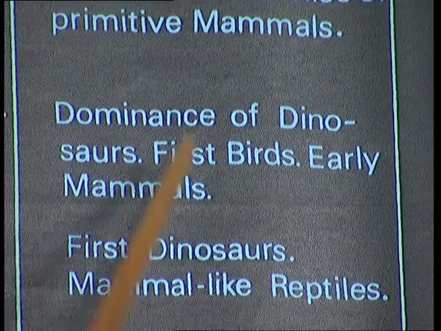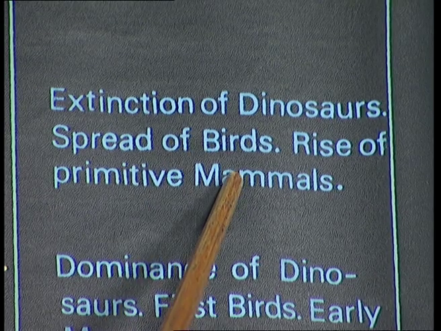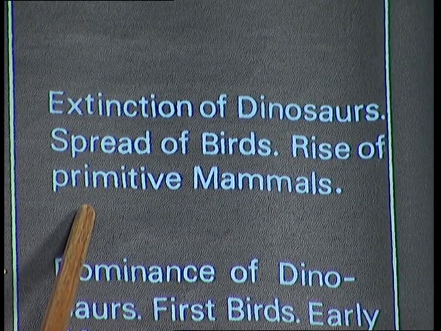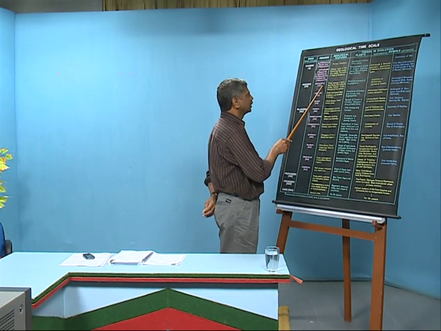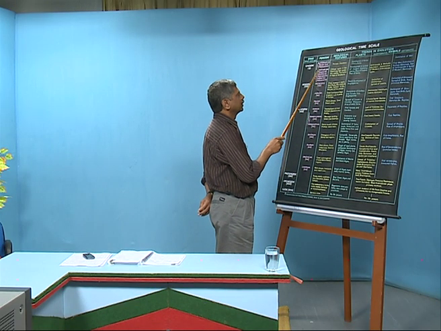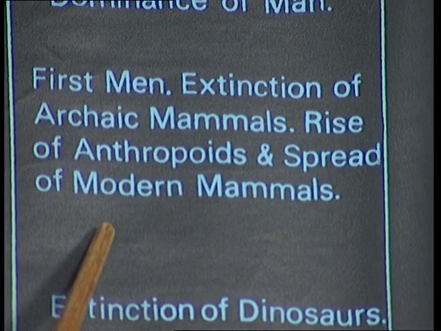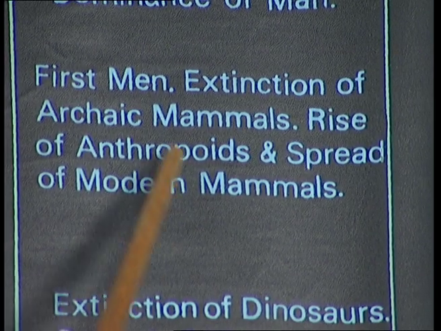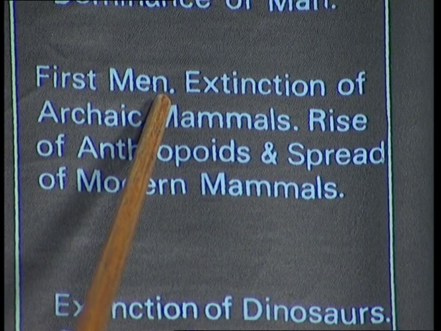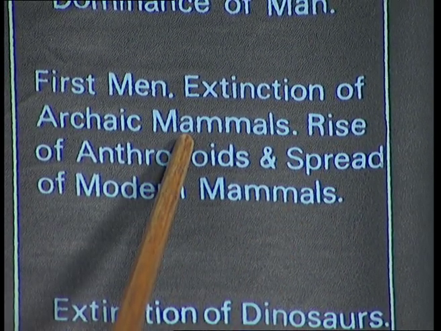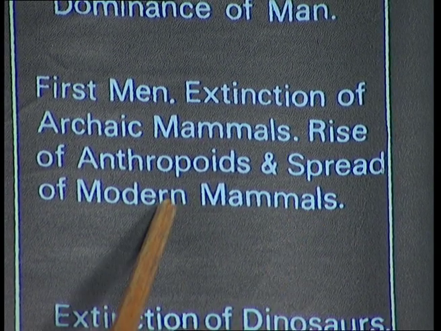as well. Then during the Cretaceous period, the dinosaurs became completely extinct, the birds spread, and primitive mammals rose. Primitive mammals were initiated at the end of the Mesozoic, that means during the Cretaceous period. Then during the Tertiary period, first men. During the Pleistocene period, the presence of the first man is identified. Extension of archaic mammals, rise of anthropoids and spread of modern mammals has taken place.